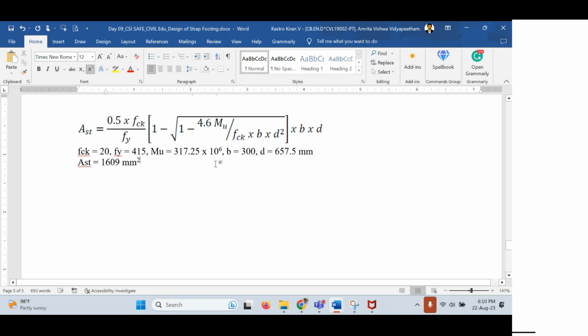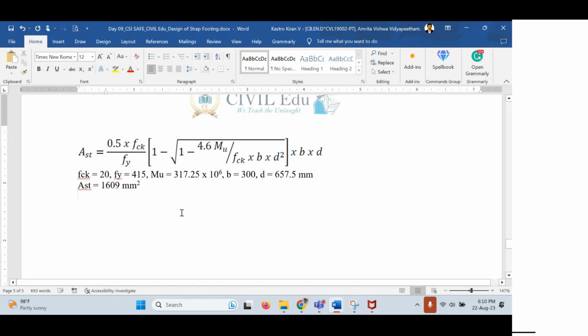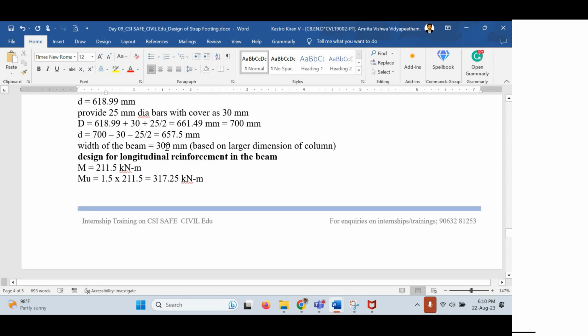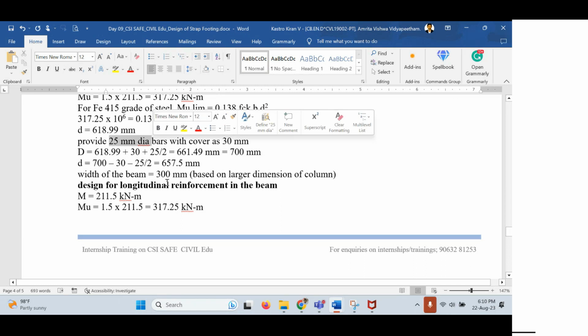So let's provide the diameter of bar. I have already told that the diameter of bar which we are going to provide in the beam is 25 mm bars.